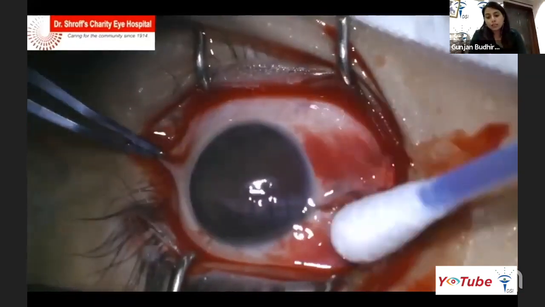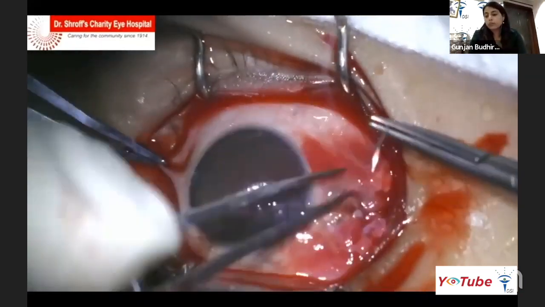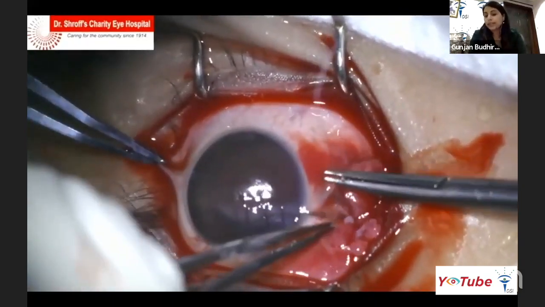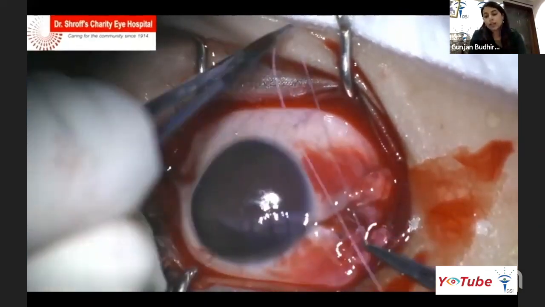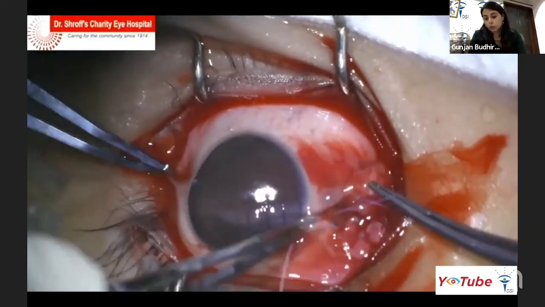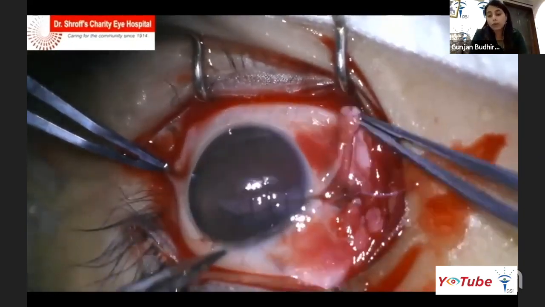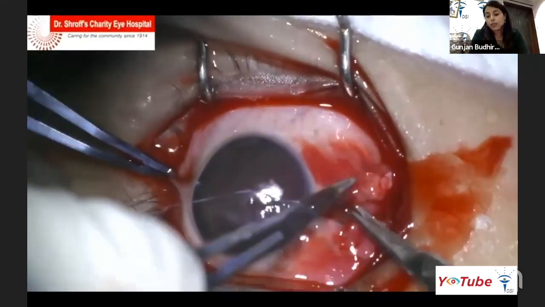Again, we'll just keep on wiping the blood off, because we do not want to go superficial, and we have to take nice big bites in the sclera, and we have to achieve a good closure. We have to be very sure that we're not overriding any tissue. So that is very important.